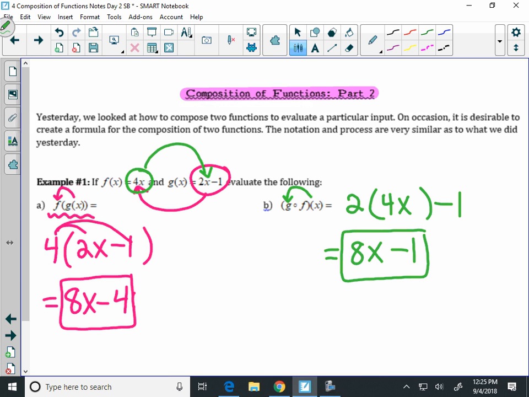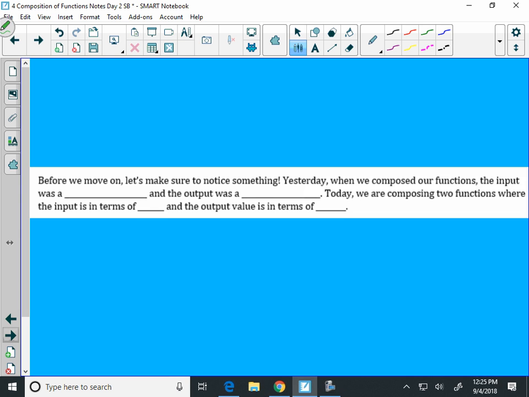The one thing I want you to notice here, just like I mentioned a minute ago: yesterday, Friday, when we composed our functions, the input was a number. So we put a number into the composition, which meant that our output, or our answer, was also a number. Today, we're composing two functions where the input is in terms of x. That means there's an x in the input, which means our output will also be in terms of x. So that's the biggest thing to notice. Today we're not going to get a number as our answer. We will have a variable in our final answer.